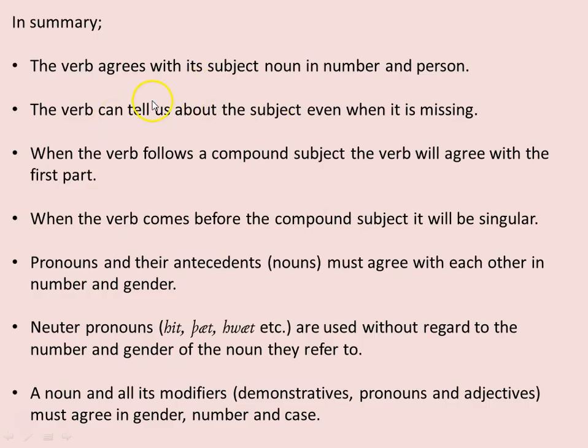Next bit, so just in summary, the verb agrees with its subject noun in number and person. The verb can tell us about the subject even when it's missing, and when the verb follows a compound subject, the verb will agree with the first part of that compound subject. When the verb comes before the compound subject, it will be singular. Pronouns and their antecedents, that's their nouns, must agree with each other in number and gender, and the neuter pronouns, hit, þæt, hwæt, etc., are used without regard to the number and gender of the noun they refer to. And then finally, a noun and all its modifiers, demonstratives, pronouns, and adjectives must agree in gender, number, and case.